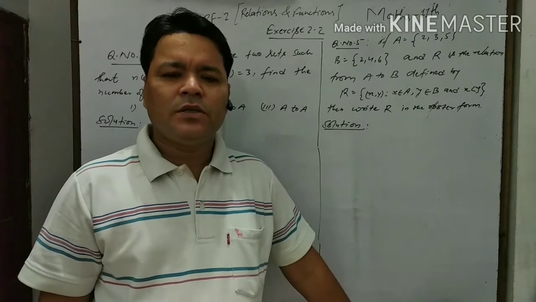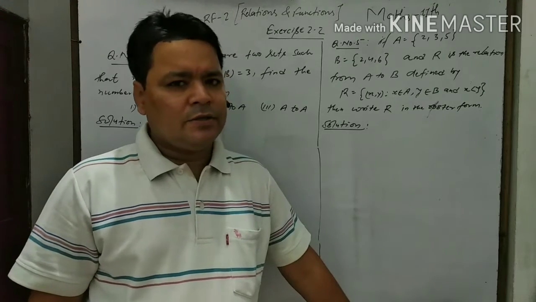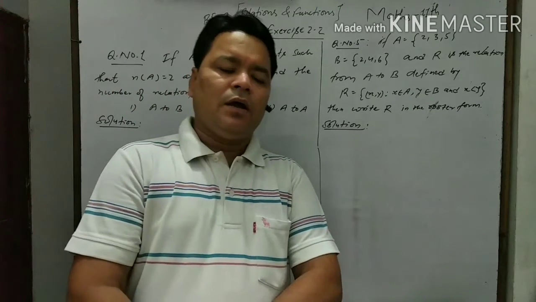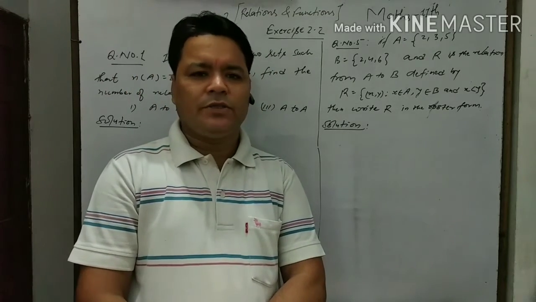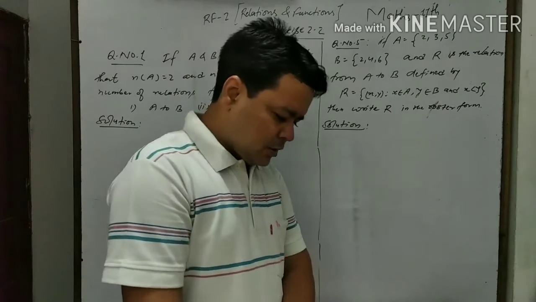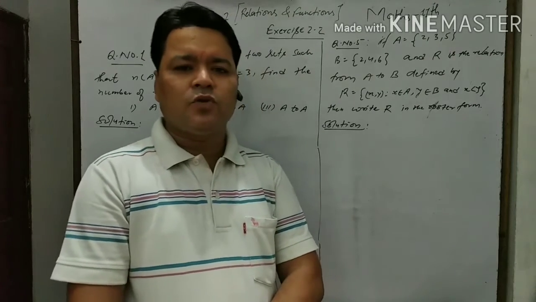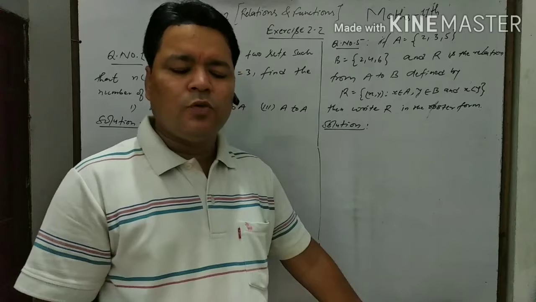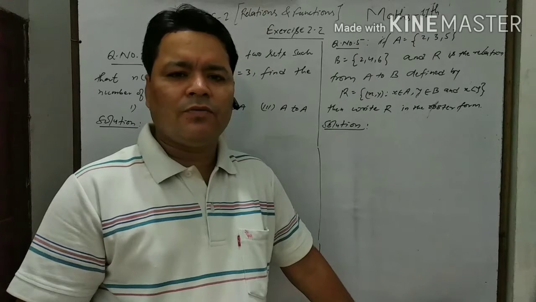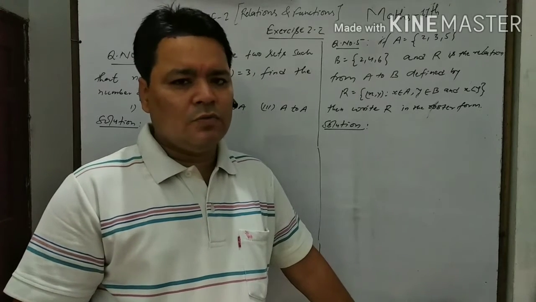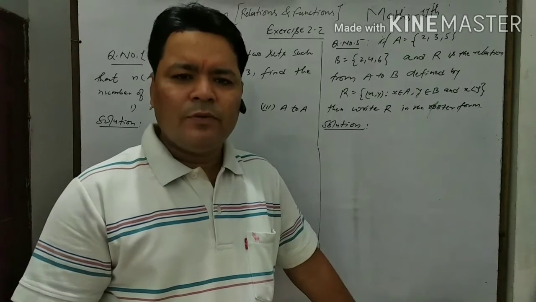In our last video class, we discussed the definition of relation and Cartesian product also. Today, we will discuss some questions related to exercise 2.2. There are a total of 26 questions in exercise 2.2, but I would like to solve 4-5 questions so that you can get the concept behind this exercise, and with the help of the given examples you try to solve all the questions.